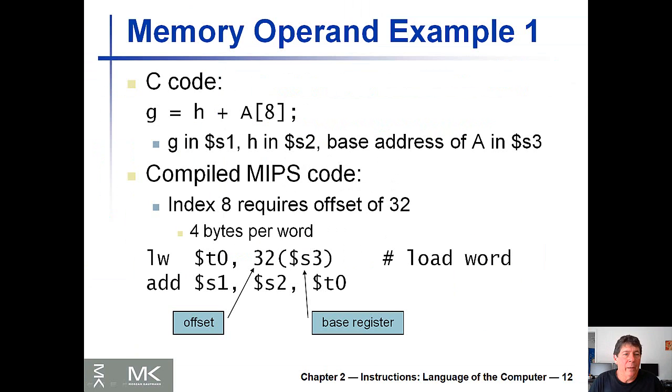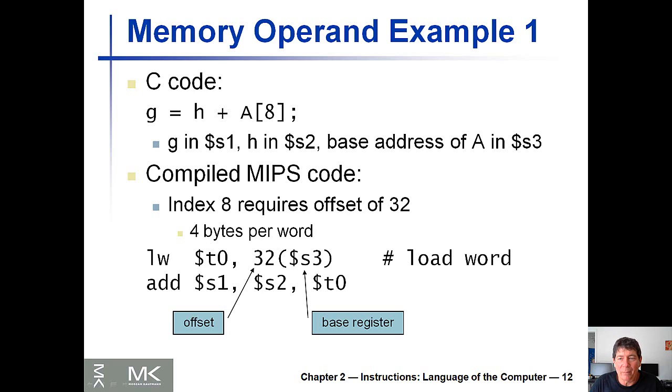Okay, so now we talk about some C code that uses something from an array. So G equals H plus A sub 8, and A obviously is an array, and in this case we're going to assume that it's an array of words or 32-bit values. Okay, so you already know how to load the value of H into a register. What we haven't discussed is how to load the value of A sub 8.